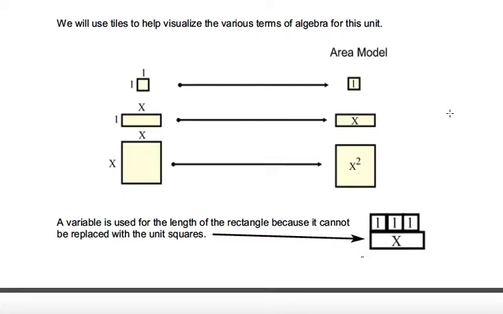And we use a generic rectangle for x that can't be replaced with a certain whole number of constants. So you will notice down here in this example, our x tile is slightly longer than 3 constants, or 3 numbers, but it's a little bit shorter than 4. So you'll notice that your number ones can't create either an x or an x squared.